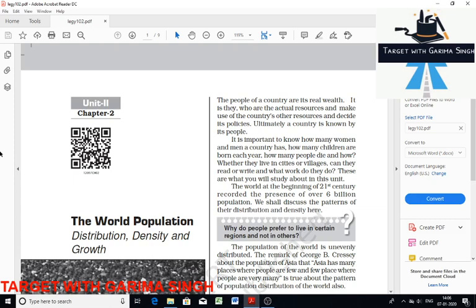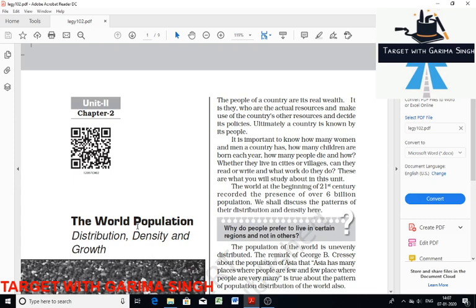Today I will discuss the second chapter of class 12 geography. I have done with chapter 1. If you want to watch that, go to the playlist that is class 12 geography. There you get lecture number 1. So let's start with the second chapter, the world population distribution, density and growth.